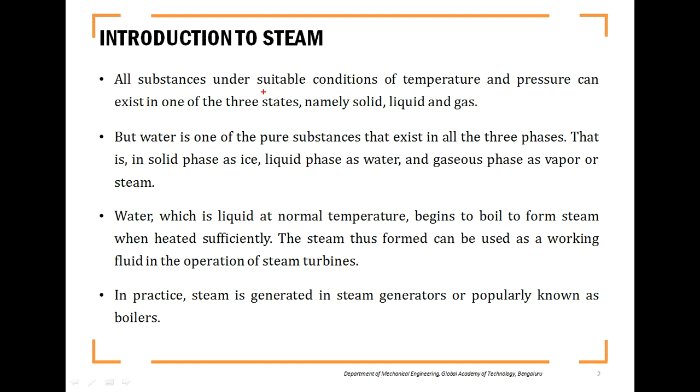So you all know that all substances, under certain conditions of temperature and pressure, can exist in one of three states, which are solid, liquid and gas. So these are the three states of matter: solid, liquid and gas. Moving on further, there is the plasma state and others, but we are not concentrating on that. The majority of matter we can see is in three forms, that is solid, liquid and gas. But there is only one substance which can exist in all three phases of matter, that is water.